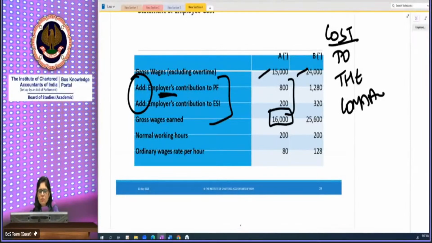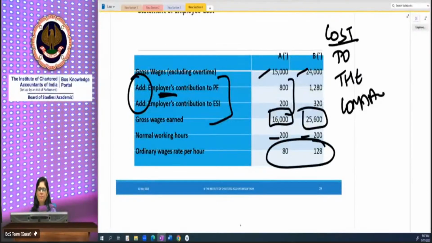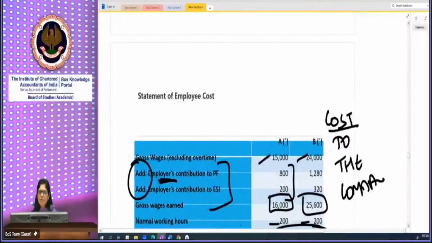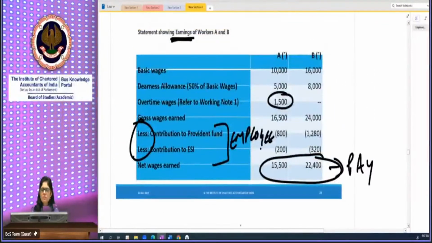So again, the amount is same. So this is gross wages earned. And this is the normal working hour. So this is wages rate per hour. Clear? So this is wages rate per hour. This we have calculated, and we have the total earnings for A and B also.